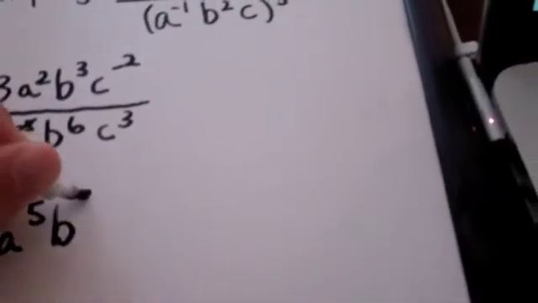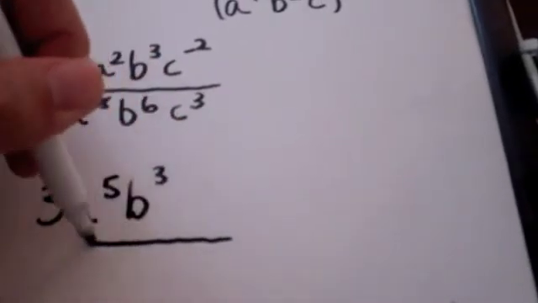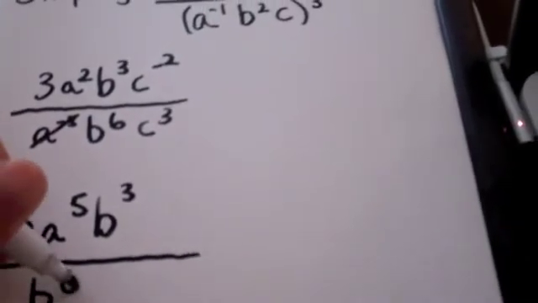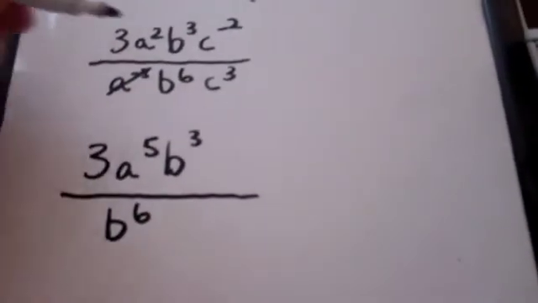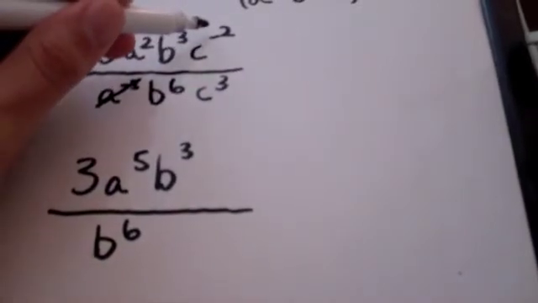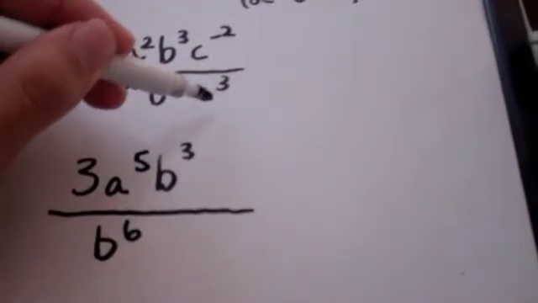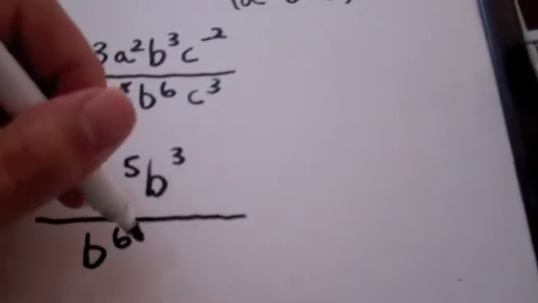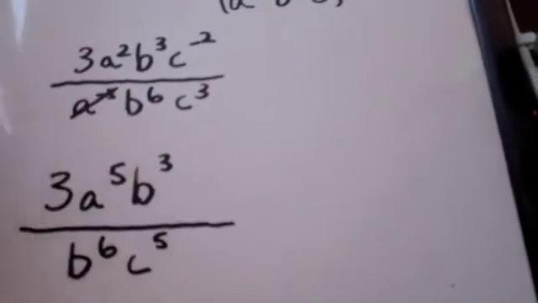Just make sure, this will still be here. We have a b to the 3, and put this in, we'll have our b to the 6 down here. And so we have our -2, we wanted to make it positive, so we bring it to the bottom, so we have to add the exponents. So that'll be 3 plus 2, which is c to the 5th.